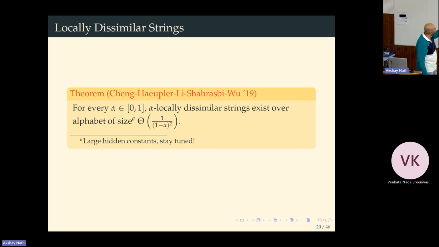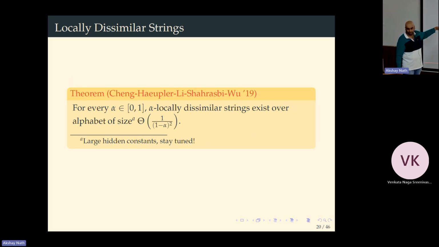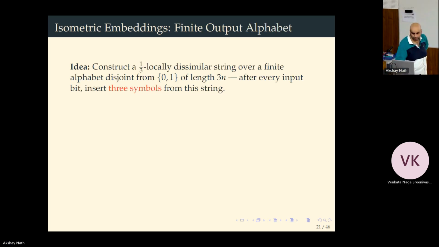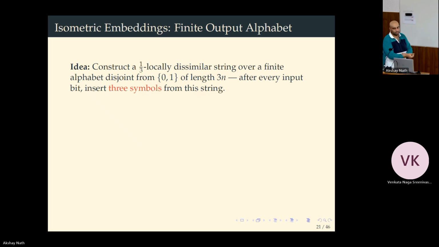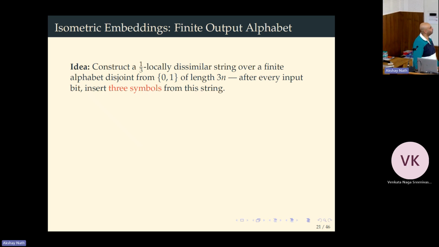The theta holds some very large constants, and this will come into our rate later. We'll talk about it. Okay, so the point is it's there for every alpha, right? So let's fix alpha to be 1/3. So for 1/3, you have a string of length 3n, such that if I take any substring of this 3n length string, let's say S, the edit distance to itself is at least the length of that over 3.